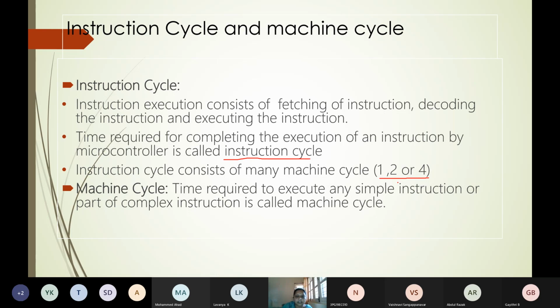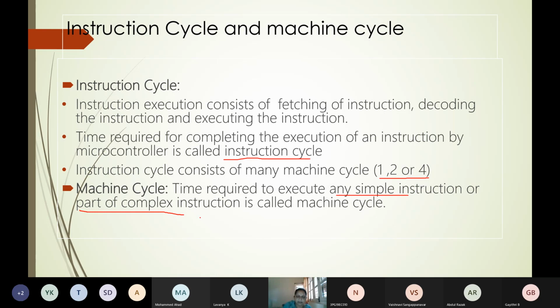What is a machine cycle? It is the time required to execute one simple instruction or a part of a complex instruction. So the instruction cycle is made up of machine cycles. An instruction may take one, two, or four machine cycles based on the instruction. The machine cycle is the time required to execute any simple instruction or part of a complex instruction.